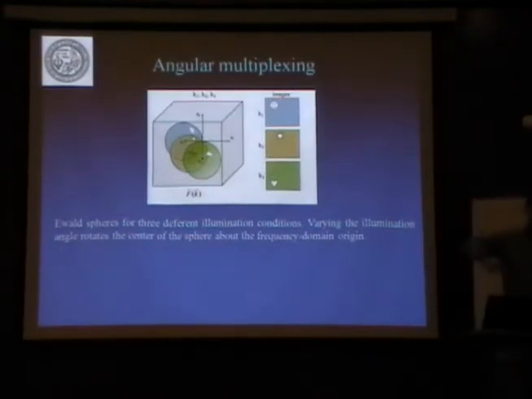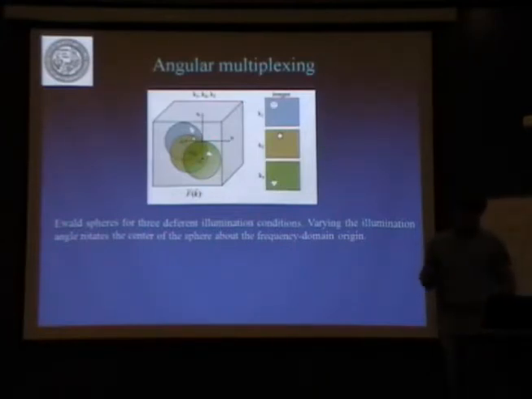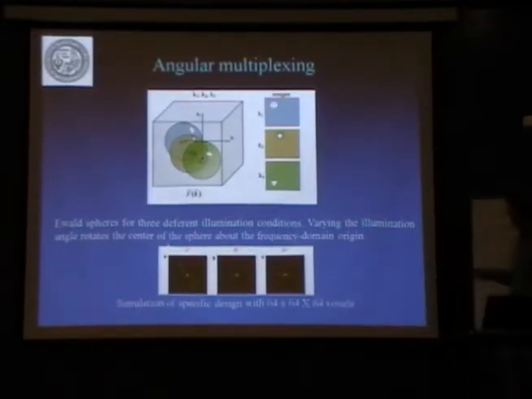Now what happens if you change the incident light? These spheres are going to rotate around the center, the origin. If the light comes this way, you get this Ewald sphere. If the light comes this way, you get this Ewald sphere. If the light comes from down, you get this Ewald sphere. So every incident direction has a different Ewald sphere. And you can play that game again, but now you can have different encoding for different wavelengths. So that's what we did here.